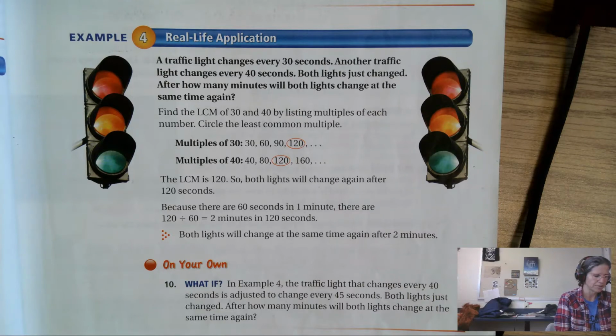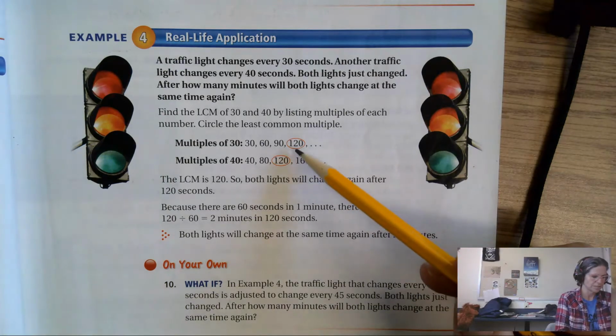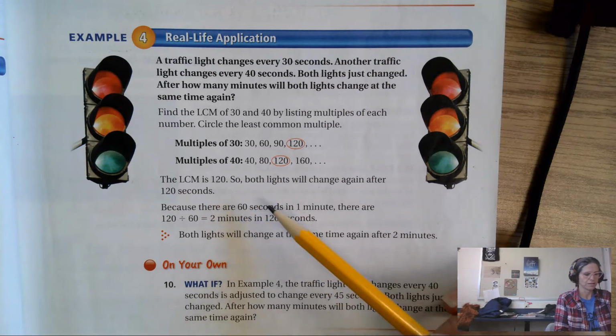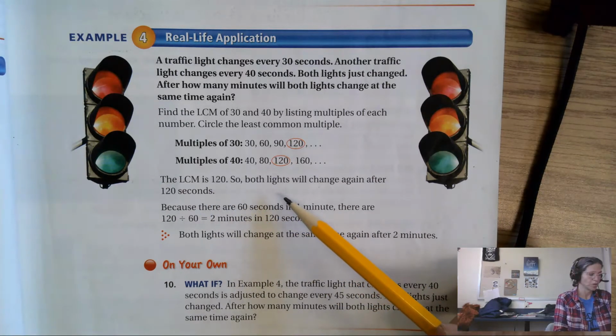They found that by listing your multiples of 30 and 40. Here I have 30, 60, 90, 120. If I kept going, I'd hit 150, then 180. And your multiples just keep going on and on. Multiples of 40, so you're counting by 4s and adding a 0 on the end. So 40, 80, 120, 160, and you see that 120 are the same. That's our least common multiple. That's the first number that you run into that is the same. So the least common multiple is 120, which means that the lights will change again after 120 seconds.